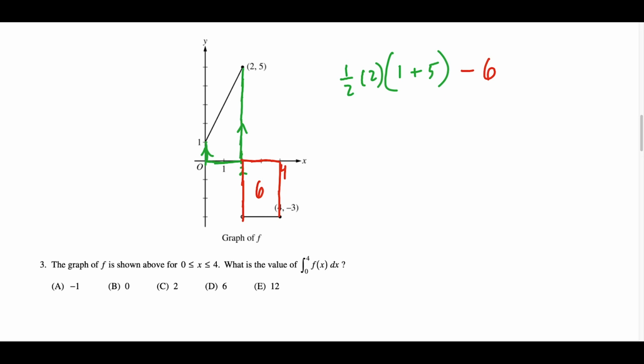And now to simplify everything, we just evaluate. We have half of 2 is equal to 1, and then we get 6 minus 6, which is equal to 0. So this definite integral evaluates to 0, so we're going with choice B.